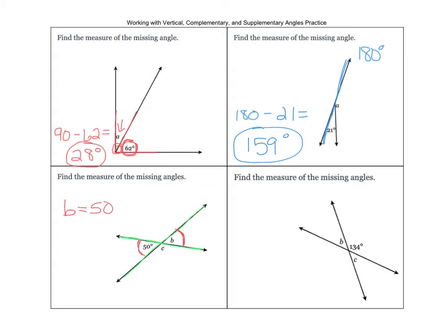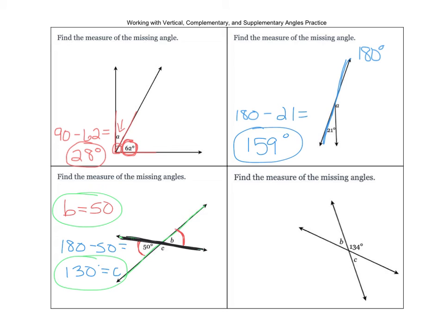From there, to find angle C, I can really use either of the straight lines. I'm going to use this one. So 50 and angle C form a linear pair, or they add up to 180. So to find angle C, I'm going to do 180 minus 50, which gives me 130. So that is angle C. So in Delta Math, you'll have two different spots to enter these two angles.